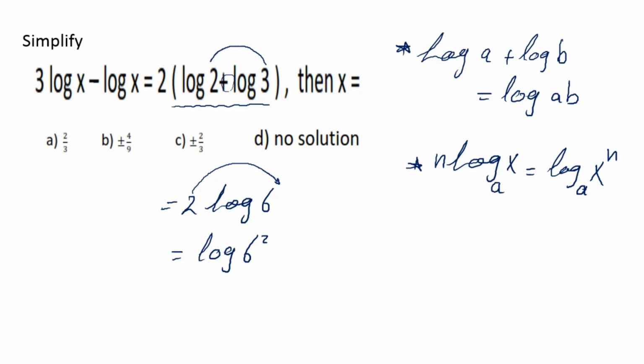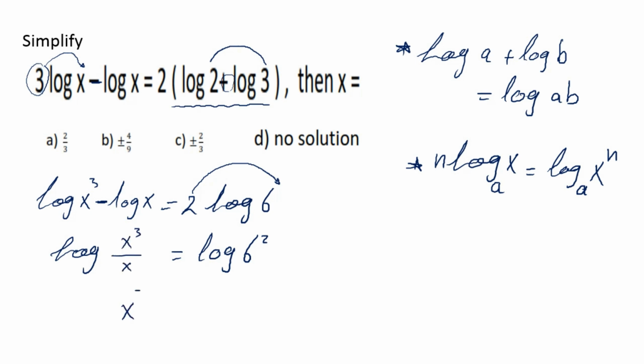Here I have subtraction, but first I may move this 3 up here. So I may write this one as log x to the power of 3 minus log x. In case of subtraction, it changes into division. So it's log of x to the power of 3 divided by x, which can be written as x squared. So log 6 squared is equal to log x squared. By comparing x squared and 6 squared, we can figure out that x is equal to 6.